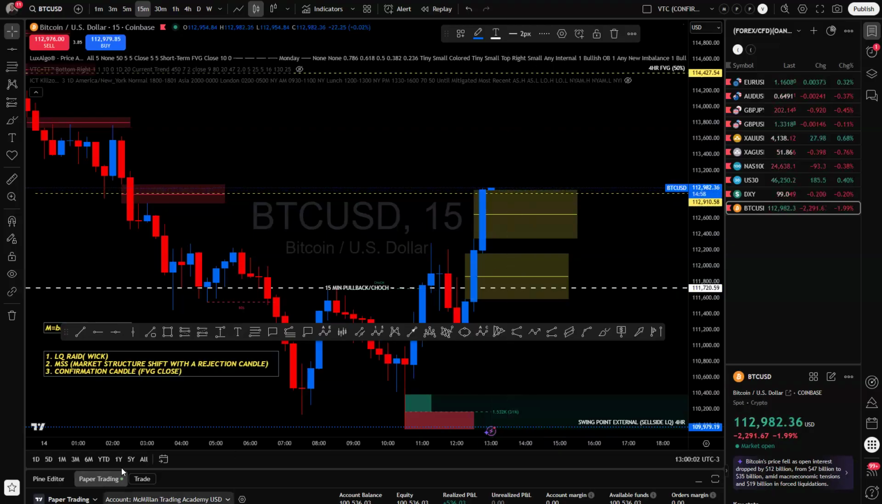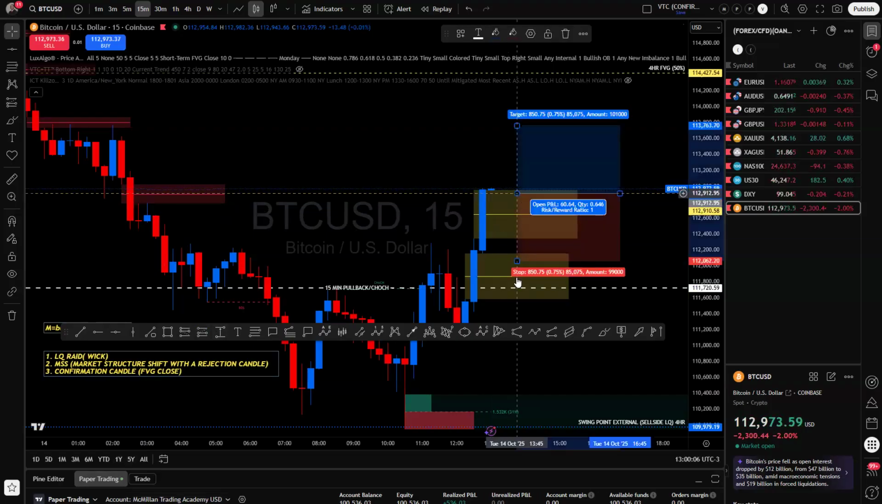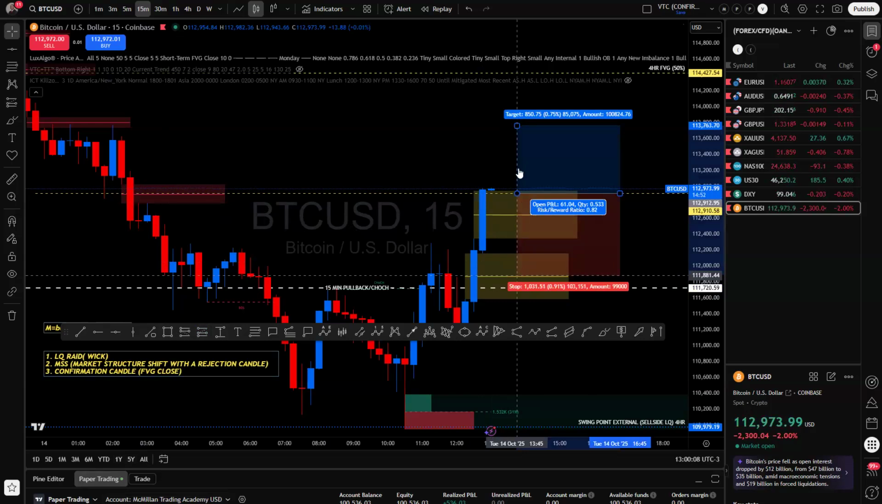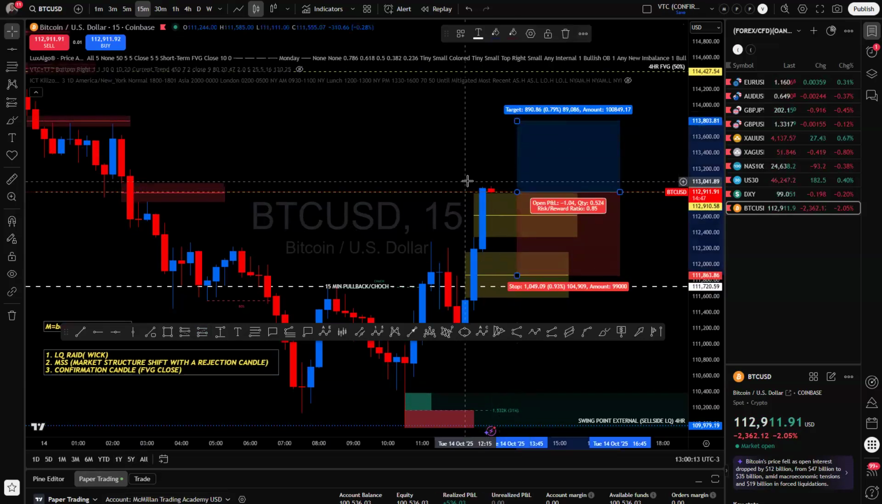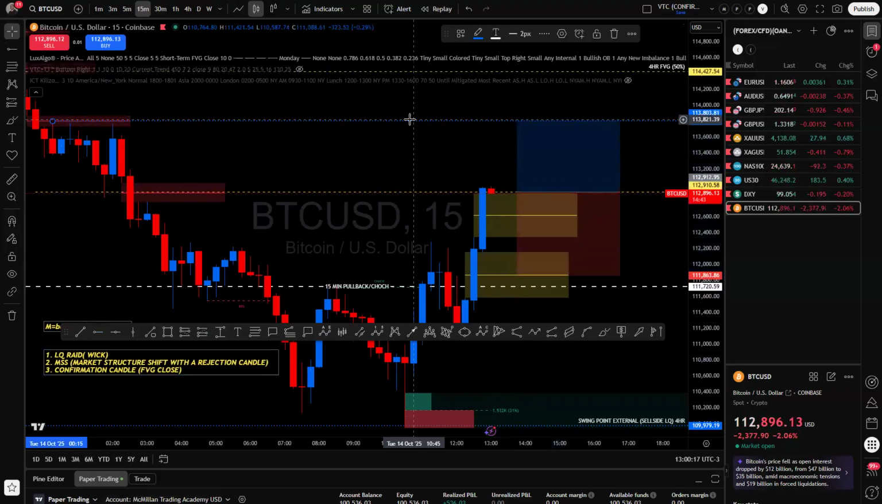So we close with some strength here. Let me get my risk to reward tool. Put our entry here, I'll put our stop loss down here, and we'll just target this fair value gap here, this 15-minute fair value gap.